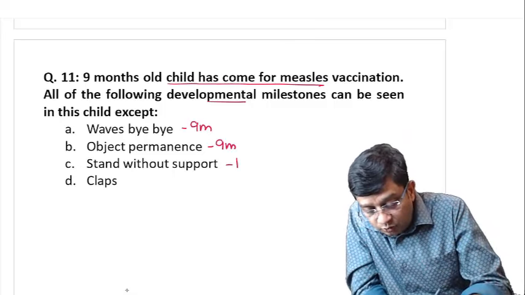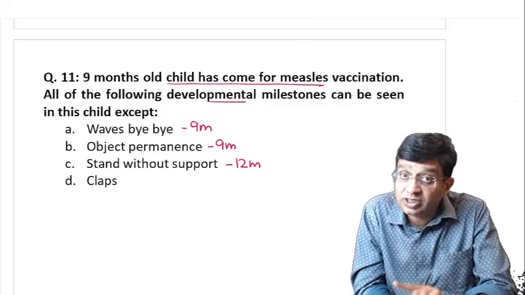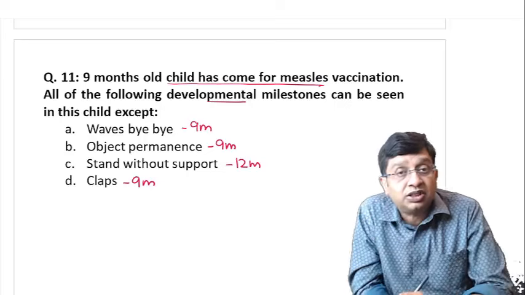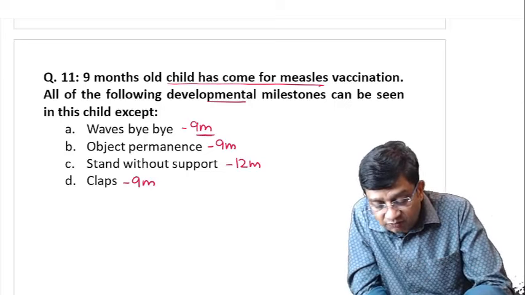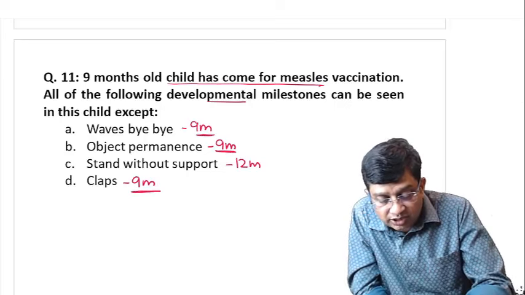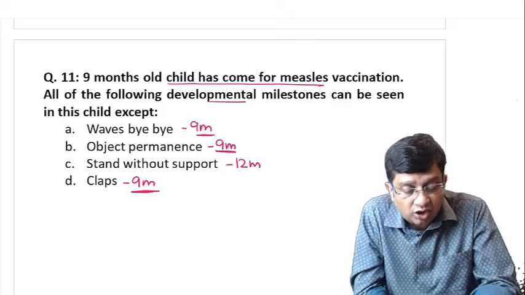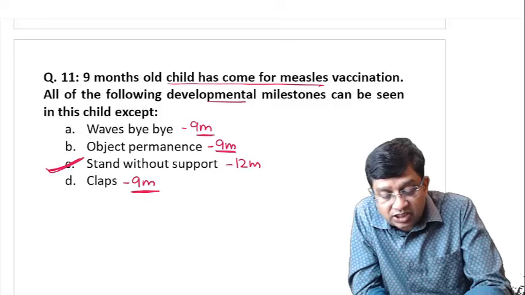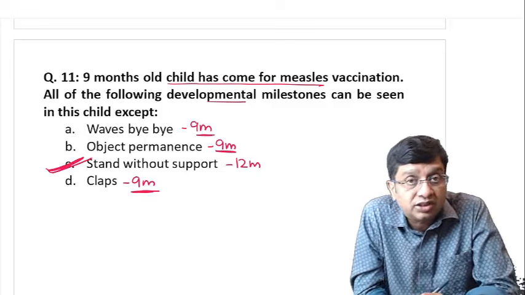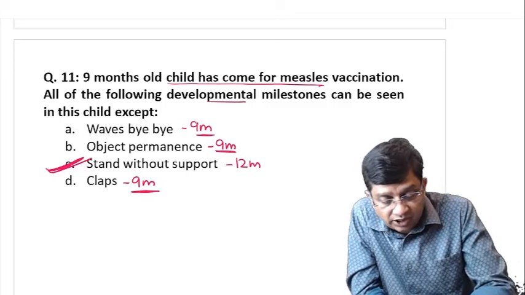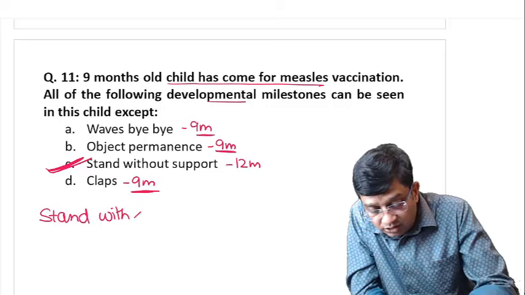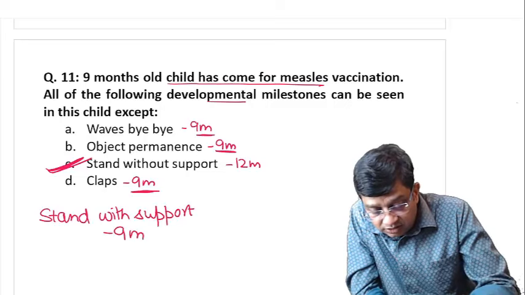Standing without support is at 12 months. Standing with support is at 9 months. And clapping again is at the age of 9 months. Nine months is a very important milestone age. Waving bye-bye, object permanence, standing without support at 12 months, which a 9-month-old child cannot do. So the answer here is stand without support. And if they ask you about standing with support, the age is 9 months.